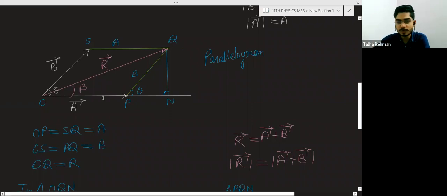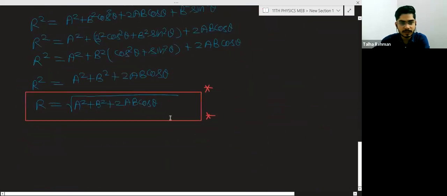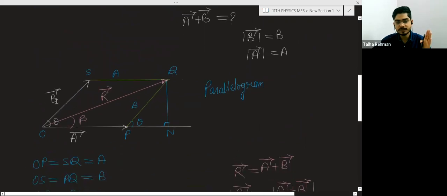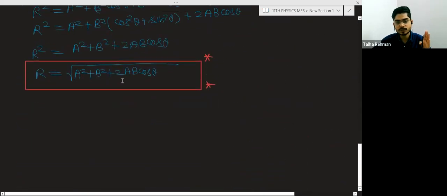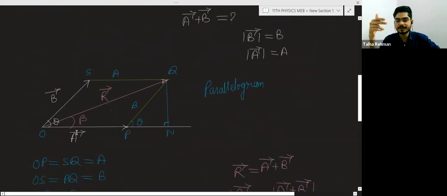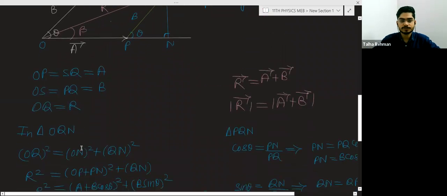So the magnitude of the resultant is the square root of a square plus b square plus 2ab cos theta. a square is the magnitude of the first vector, b square is the magnitude of this vector, plus 2ab cos theta, and theta is the angle between the two vectors. This vector A can sometimes be the velocity vector, the force vector, or the displacement vector.